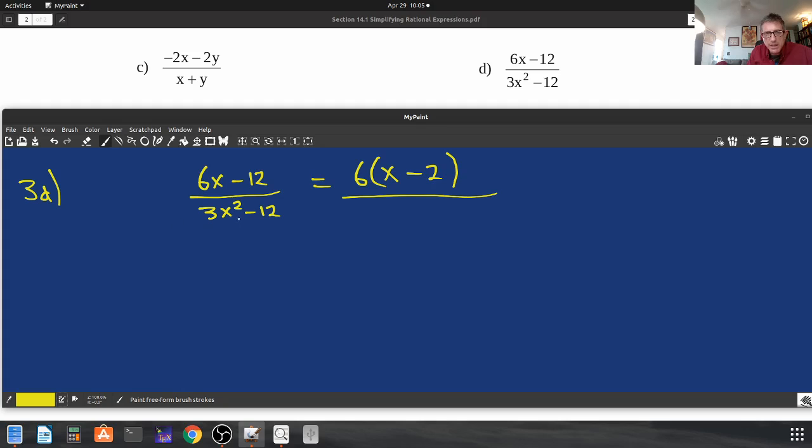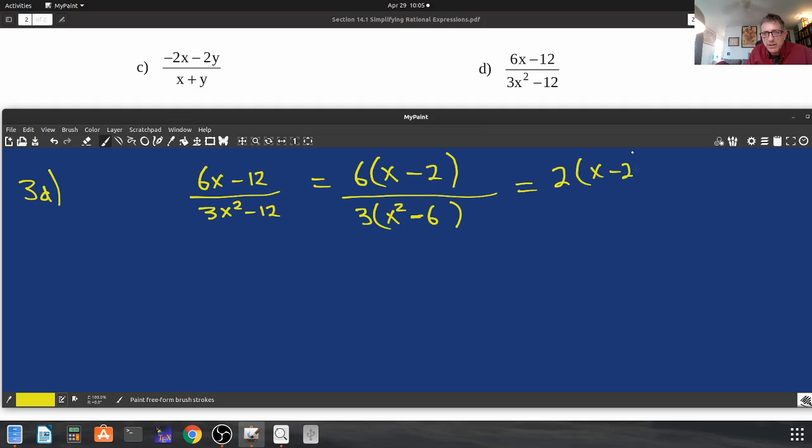Now let's look down here. My GCF is going to be a 3. So I'm going to write down my 3, and then my parentheses. 3x squared divided by 3 leaves me an x squared. Minus 12 divided by 3 leaves me a minus 6. Well, what else can I do? Well, 6 divided by 3 is 2.